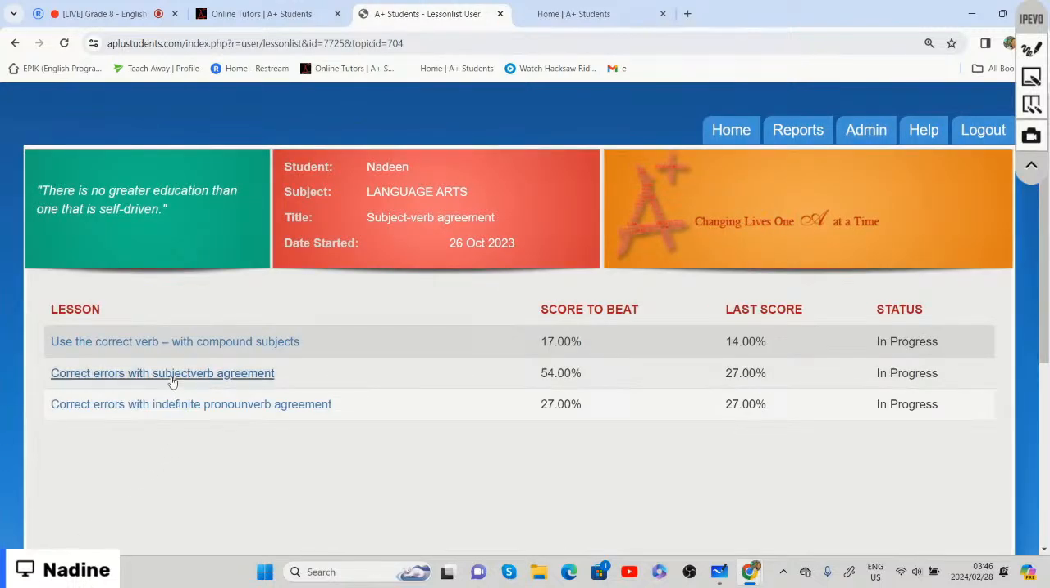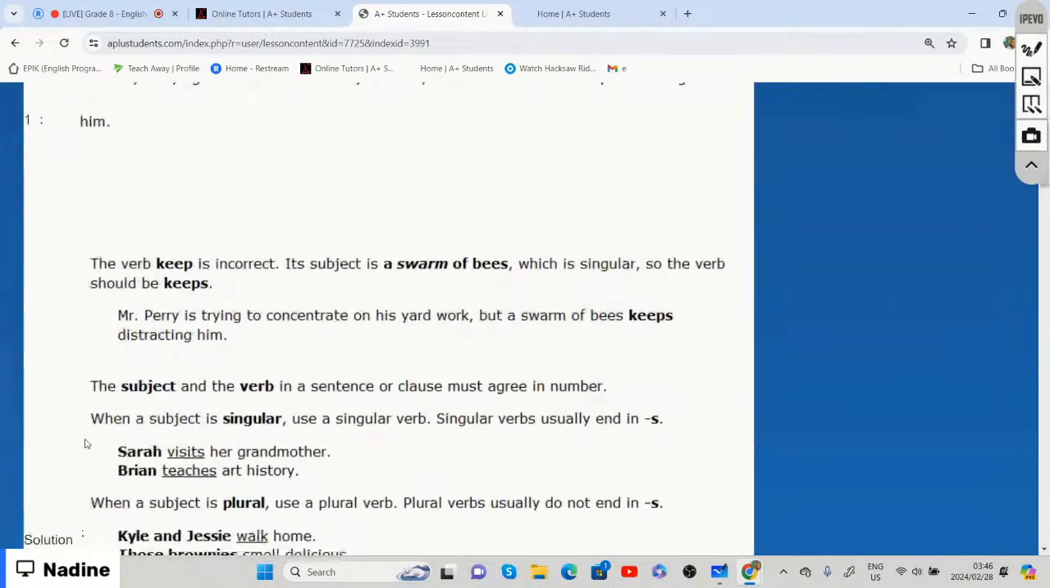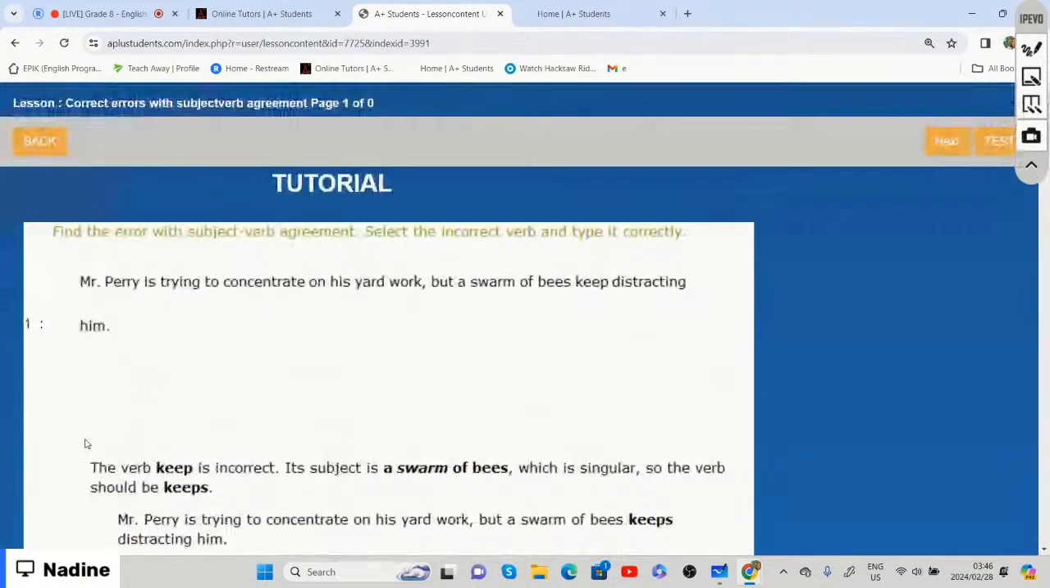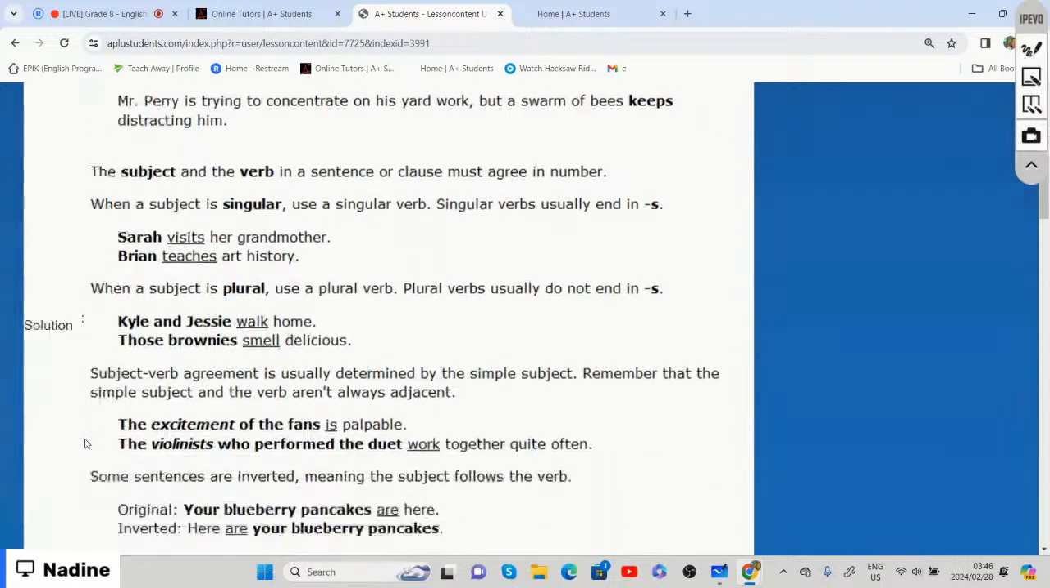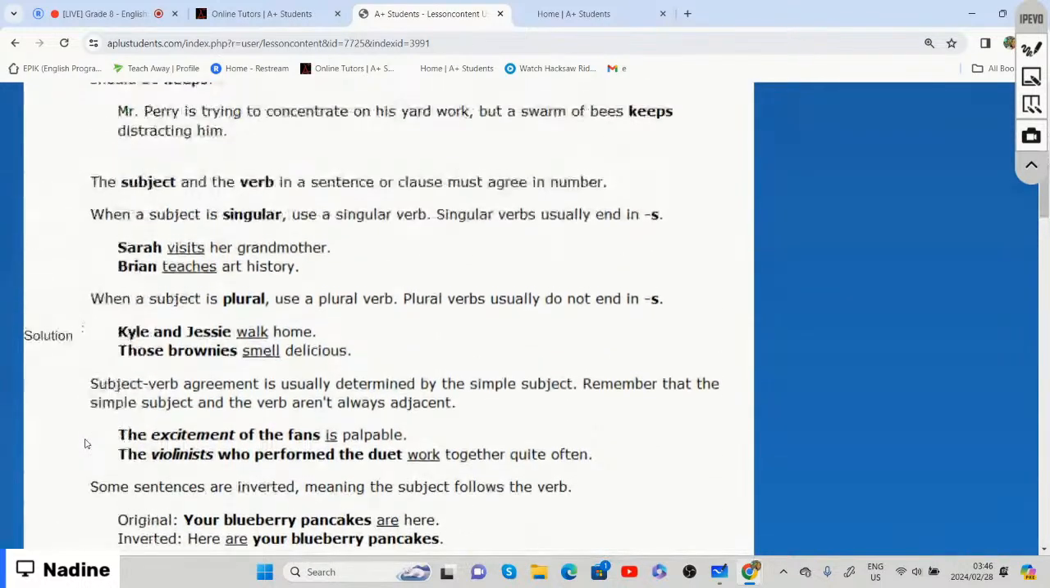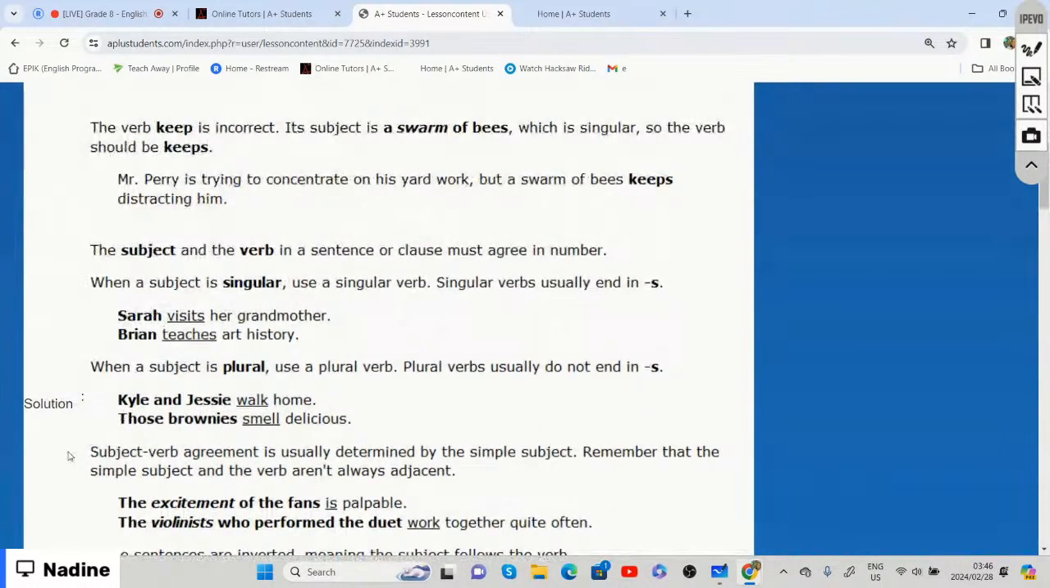We are at the end of our lesson on subject verb agreement. A subject and a verb in a sentence or clause must agree in number, whether singular or plural. Singular subjects use a singular verb, and it ends in S. Plural subjects use a plural verb, and it does not end in S.